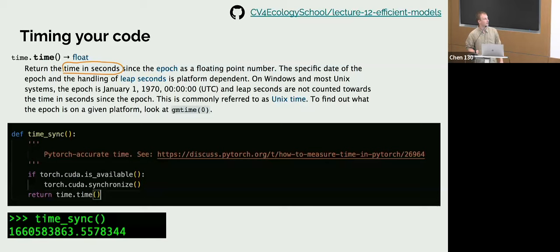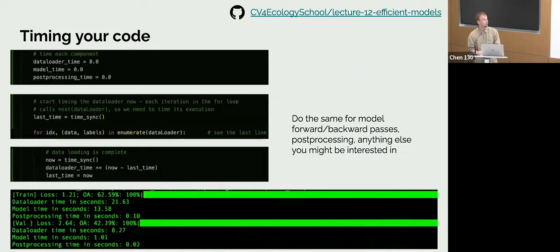And so here's what I just described. This is what is now in this Lecture 12 Efficient Models GitHub. At the beginning of the training script, I initialize the data loader time, the model time, and the post-processing time to zero. I call time sync before iterating over all of my data. Then I call it again right after the data loader step and add now minus last time to the data loader time. I do the same thing for the model, before and after calling the model, and the same for the post-processing, before and after.